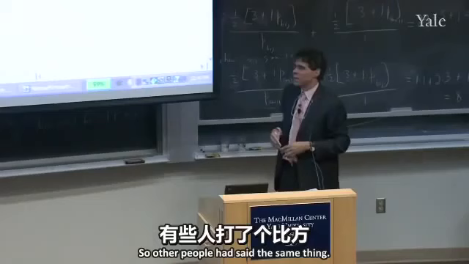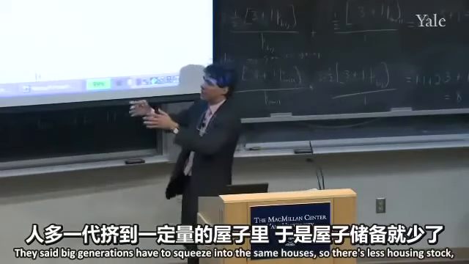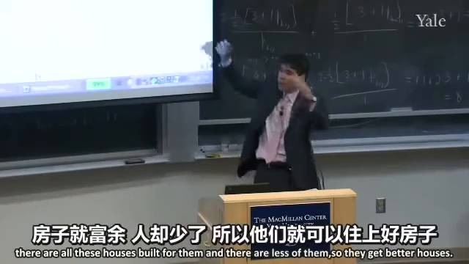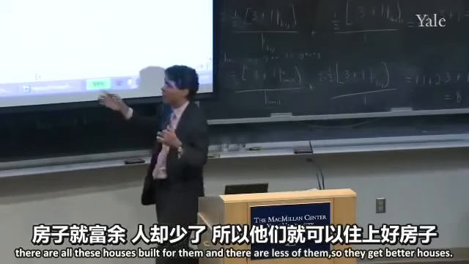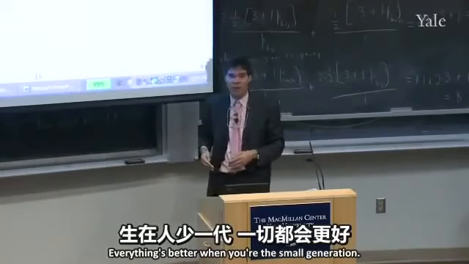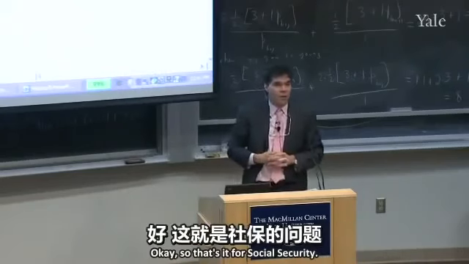So other people had said the same thing. They said big generations have to squeeze into the same houses, so there's less housing stock, or we build more houses, the next generation comes along, there are all these houses built for them, and there are fewer of them, so they get better houses. Everything's better when you're the small generation and you're screwed as the big generation, and here's an example of it.